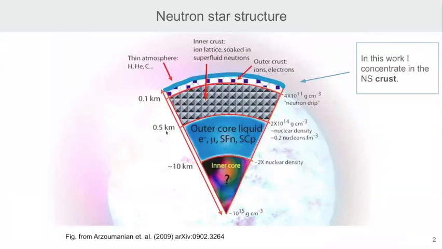So here, just to situate ourselves, this is the structure of the neutron star with its different layers. We have a core that we can divide into outer core and inner core, where we have basically homogeneous matter, and in the inner core, more exotic things can happen. But I'm concentrating this work on this small region of the neutron star, the crust, where we have non-uniform matter composed of clusters surrounded by electrons, and in the crust also some free neutrons.